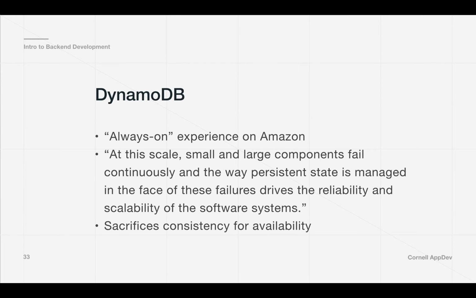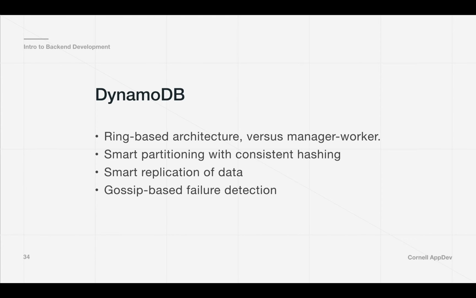So they justify it as they have this problem where they want an always-on experience at Amazon. They said in the paper, at the scale, small and large components fail continuously, and the way persistent state is managed in the face of these failures drives the reliability and scalability of the software systems. And in general, throughout the paper, there's this notion that they were willing to sacrifice consistency for very, very high availability.